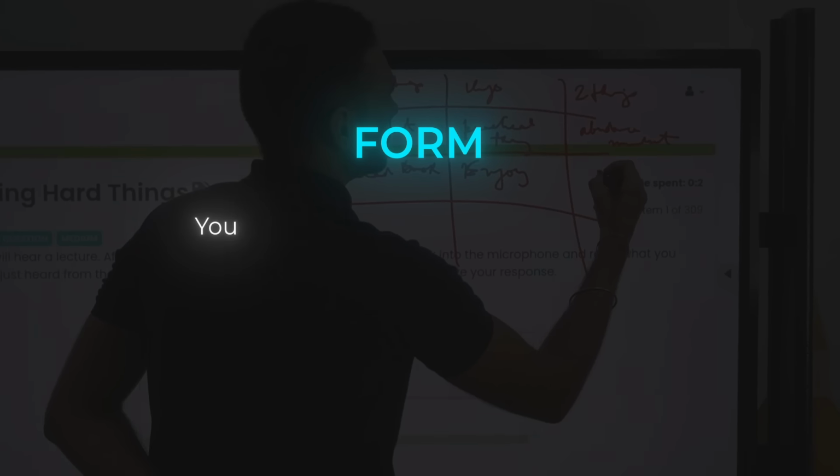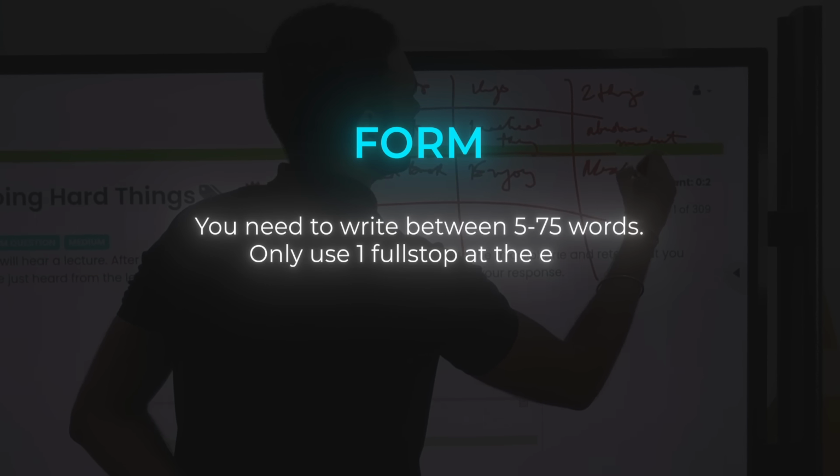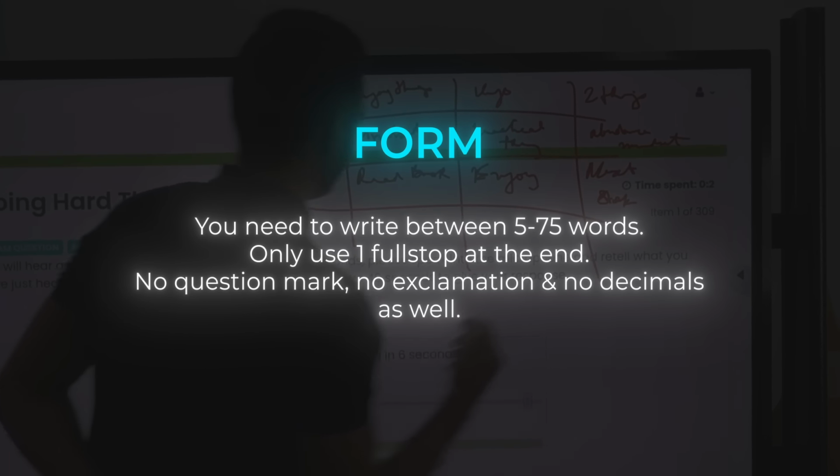Next, you get 1 point for form. This is pretty straightforward. You need to write between 5 to 75 words. Only use 1 full stop at the end. No question mark, no exclamation, no decimals as well.